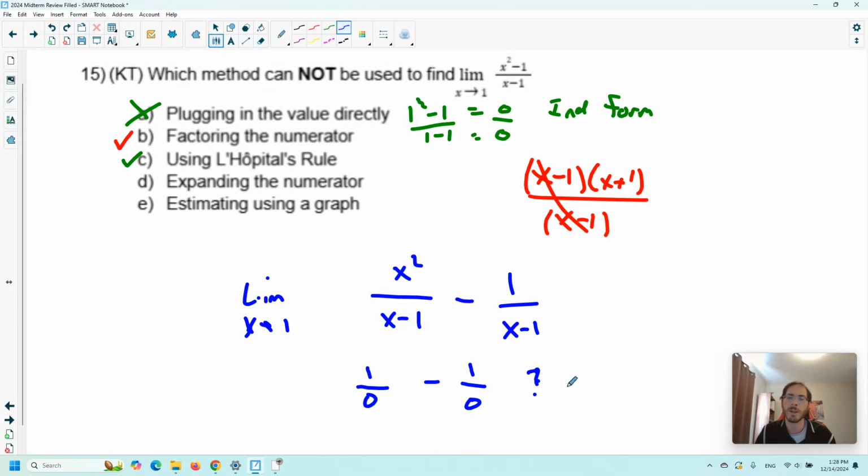We don't get the answer directly, but we can go ahead and do some extra stuff at this point. So expanding the numerator would actually work out. So we could actually do that. We can see that, again, we're going to end up with the 1 and 1 again. And then estimating using a graph. Yeah, a graph will always work. So that's good. We could always choose to graph it if we want to. Pretty cool. So just remember, that's what we got. Nice question on that one.